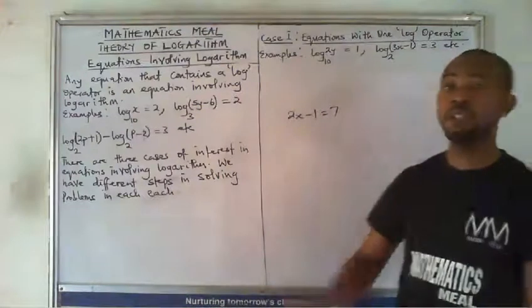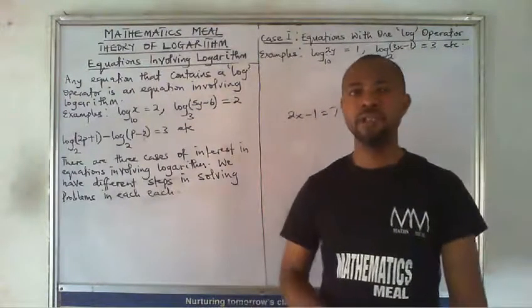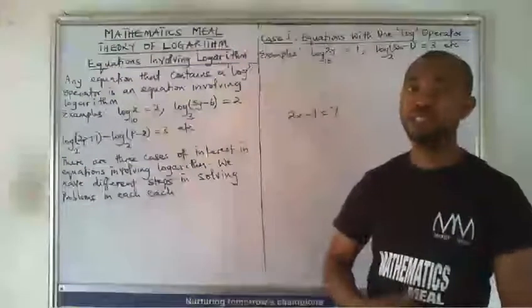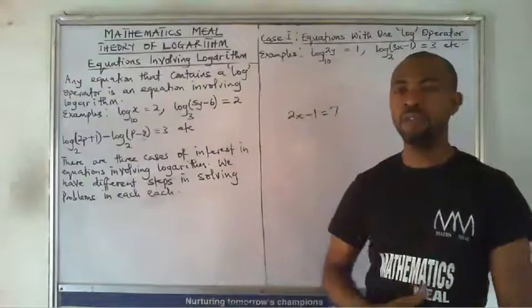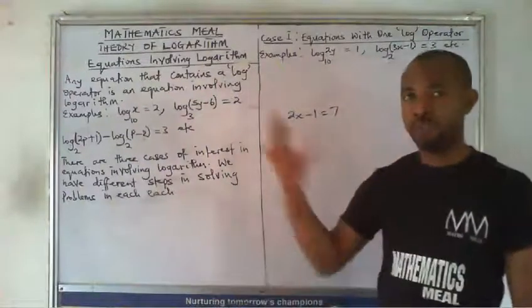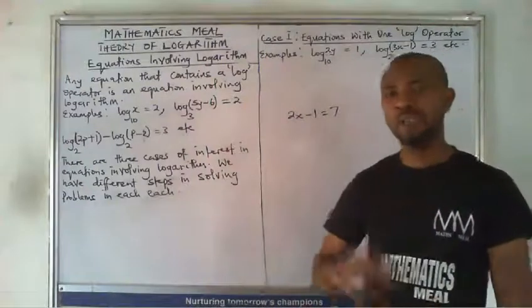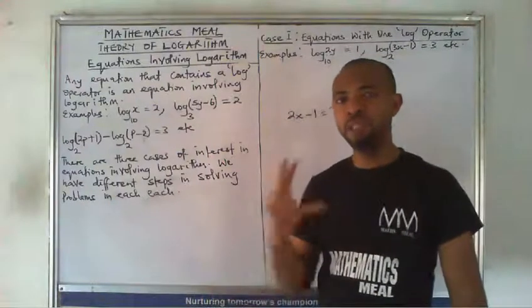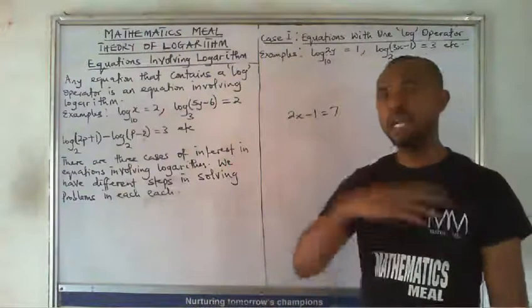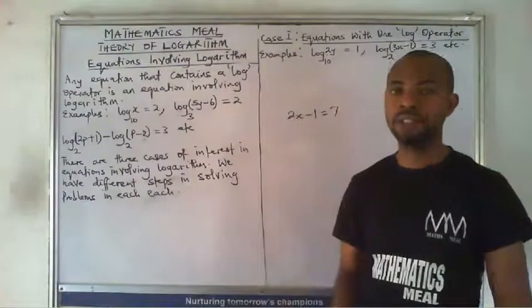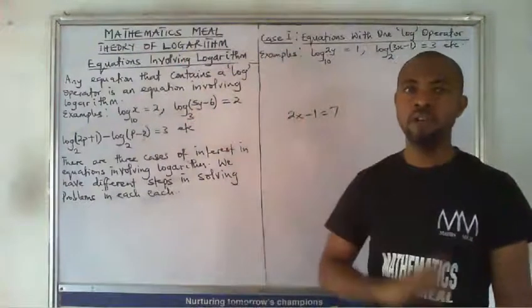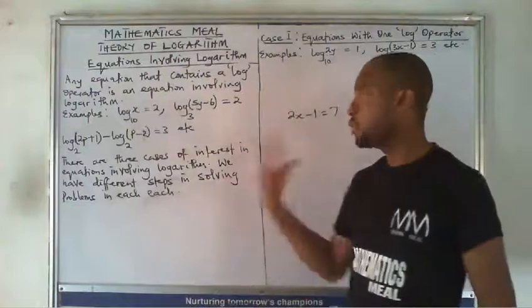Today we are still going to consider theory of logarithm, and the aspect we are looking at is equations involving logarithm. Remember that in our previous videos we have looked at other objectives as far as theory of logarithm is concerned. We have considered meaning of logarithm, laws of logarithm, simplification of terms and expressions involving logarithm. Then we also looked at logarithm by substitution. Now the last part is equations involving logarithm, and that's what we have to look at today.